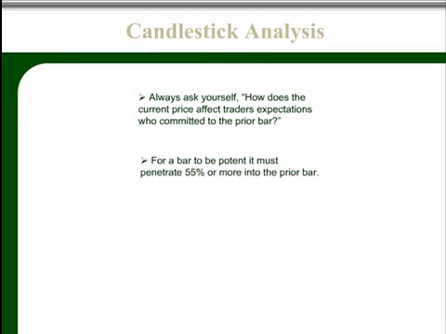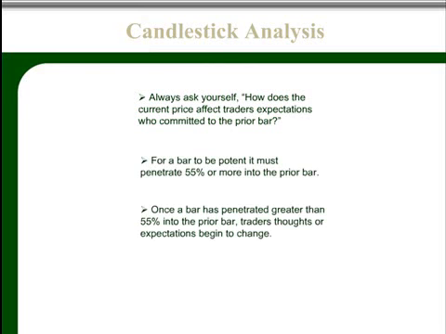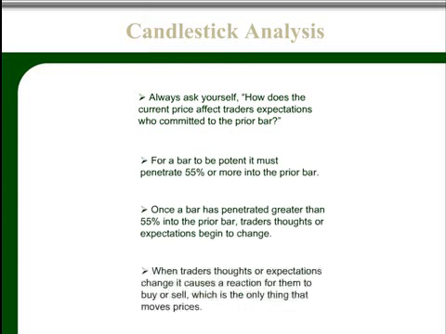For a bar to be potent, it must penetrate 55% or more into the prior bar. Once a bar has penetrated greater than 55% into the prior bar, traders' thoughts or expectations begin to change. When traders' thoughts or expectations change, it causes a reaction for them to buy or sell, which is the only thing that moves prices. On pattern A, the green bar penetrates into the red bar about 20%.